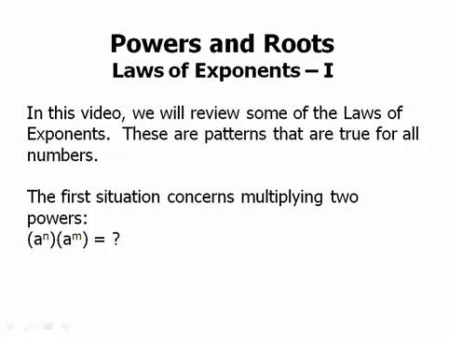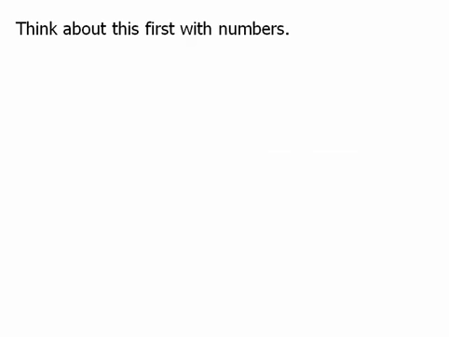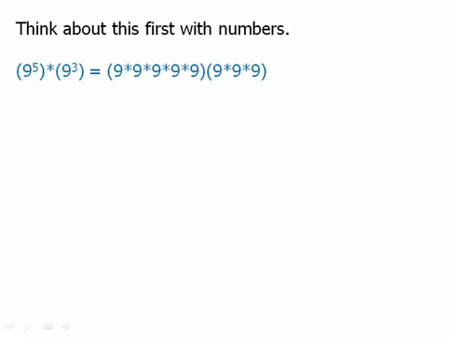So, in order to understand multiplying two powers, let's think about numbers. If I have 9 to the 5th times 9 to the 3rd, well, think about what that means. What fundamentally is 9 to the 5th? 9 to the 5th fundamentally means 5 factors of 9 multiplied together. And 9 cubed means 3 factors of 9 multiplied together.